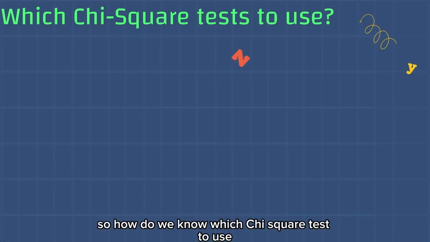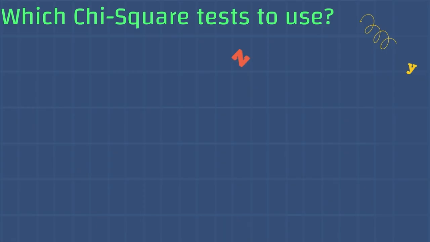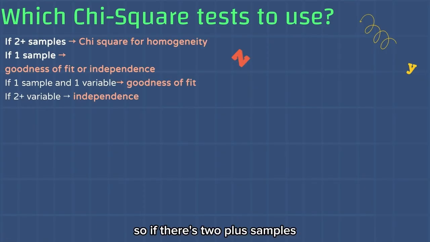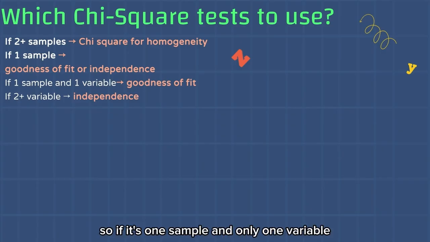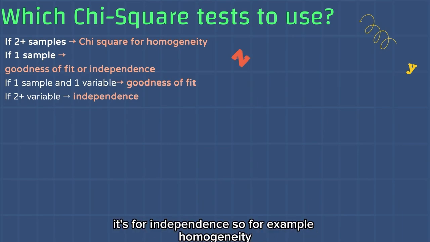So, how do we know which chi-square test to use? If there are 2 plus samples, it's a chi-square for homogeneity. But if it's one sample, it could be either goodness of fit or independence. If it's one sample and only one variable, it's a goodness of fit. If it's 2 plus variables, it's for independence.